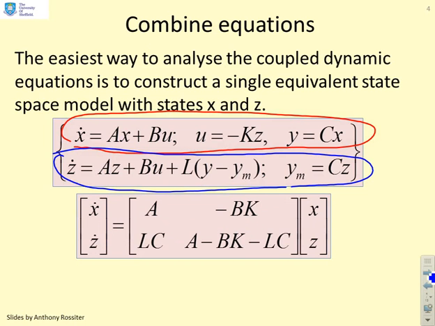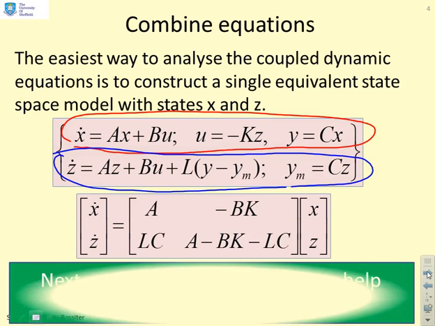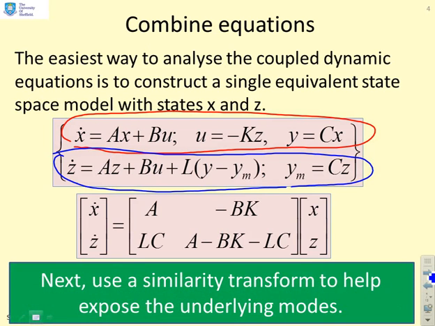You'll see the top row gives you x dot equals Ax minus BKz. And the bottom row gives you z dot equals LCx, and then A minus BK minus LC times z. So we have basically a larger state space and a larger transition matrix. And so this tells me about my closed loop dynamics, and it has both x and z in it. And we want to know, is this transition matrix going to give me stable dynamics?